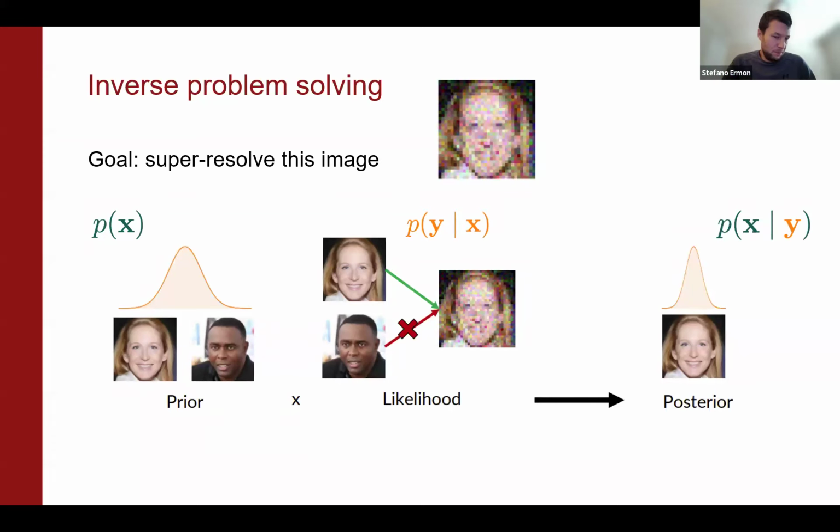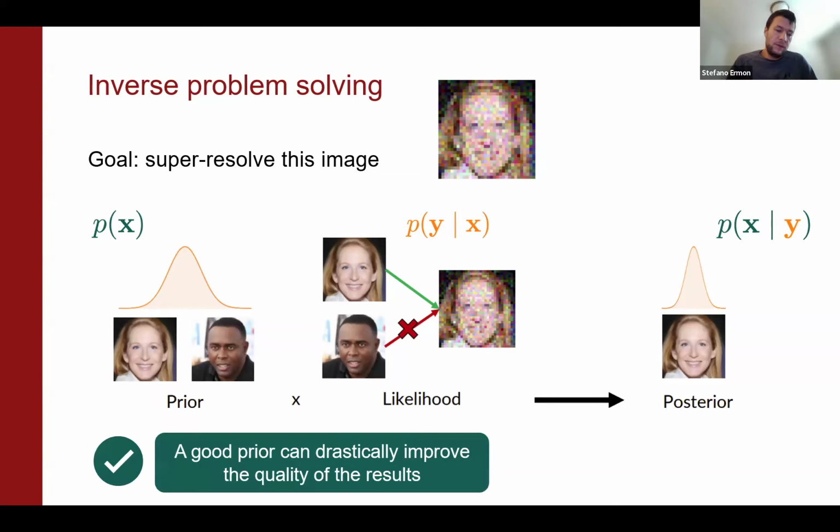And then if you can sample from the posterior, then you are solving the super resolution problem, right? And the good thing is that if you have a good prior, if you have a good model that tells you which images are likely a priori, then you can get some pretty good results in a variety of different inverse problems.